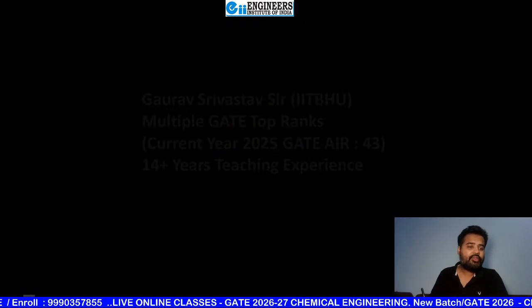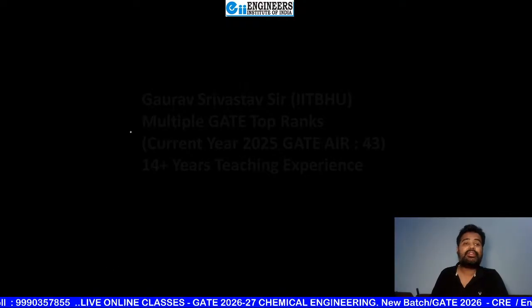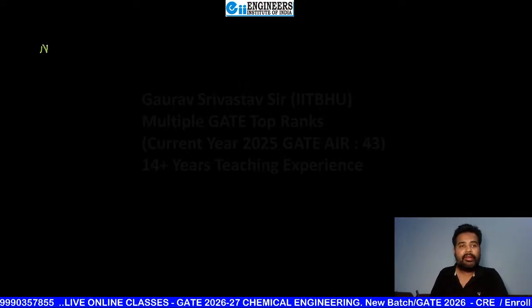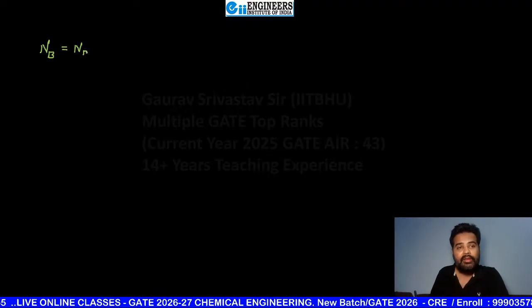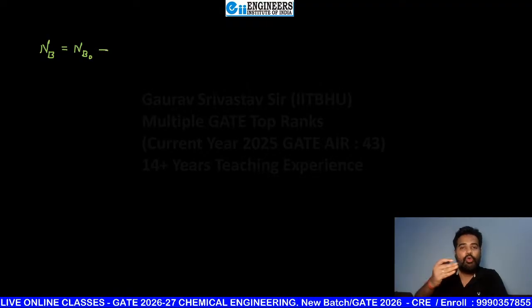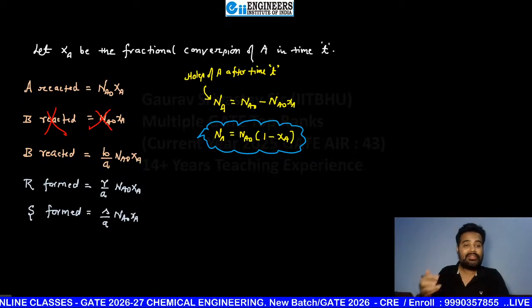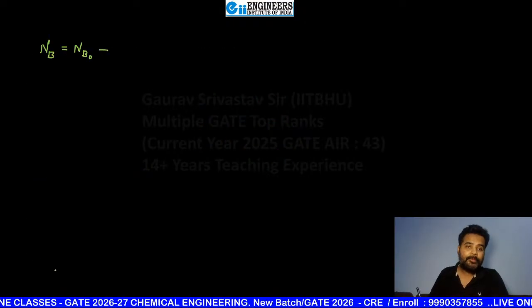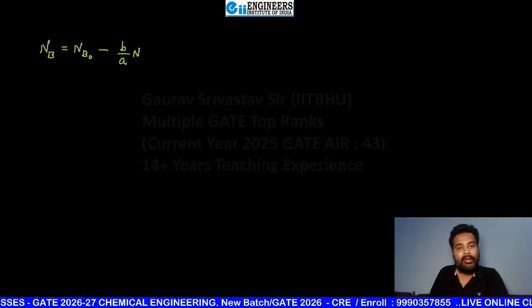Similarly, my dear students, when you are going to write for component B, something is going to change. For component B, NB is the number of moles of B after time t. So initial moles of B minus moles of B reacted. And see, moles of B reacted is not NA naught XA. This time it is B by A and NA naught XA.